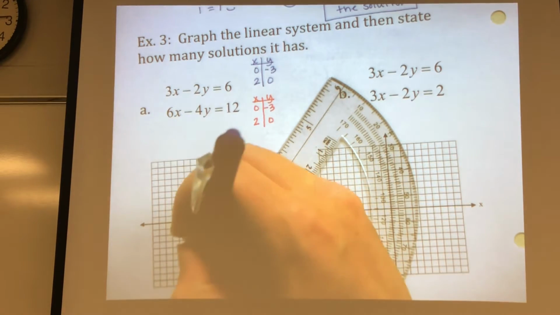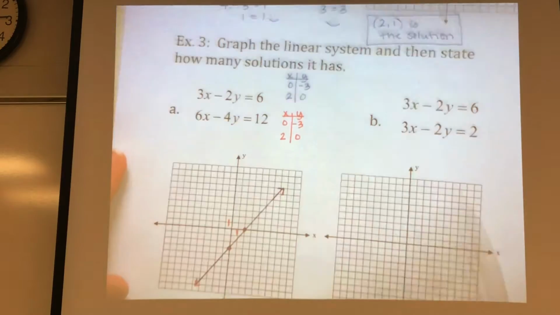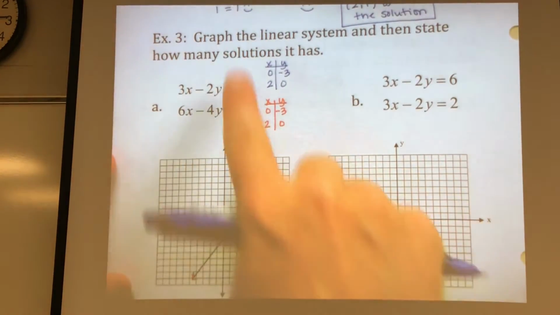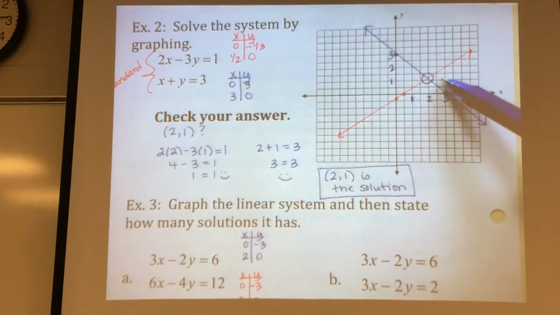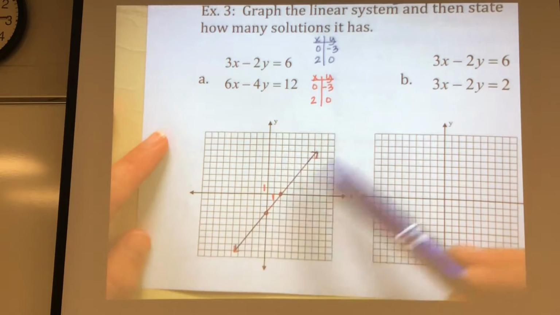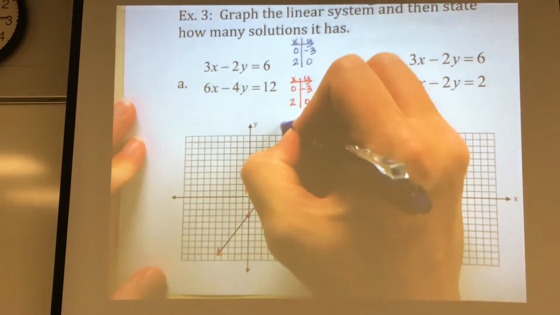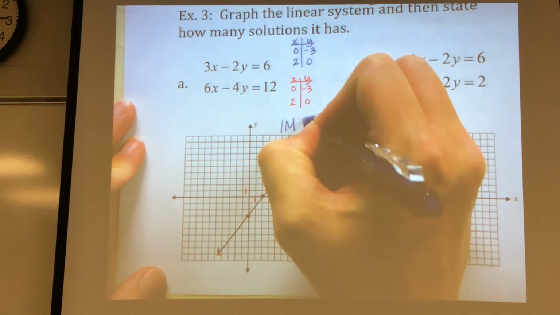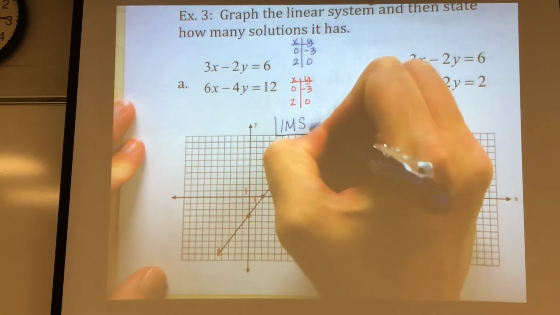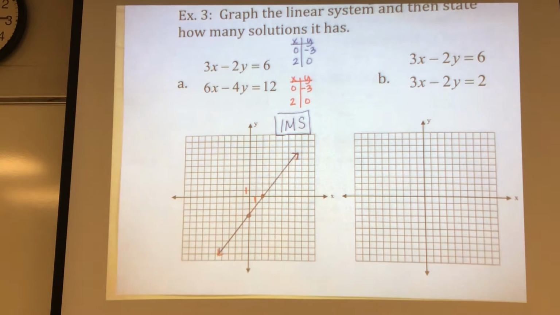You may or may not remember what that means when you have the same line. If we're looking for solutions, solutions are where the lines intersect each other. Well, they're intersecting each other everywhere. So we use the term infinitely many solutions, which you can abbreviate IMS, because as long as the line continues, all of the points on that line will be a solution.